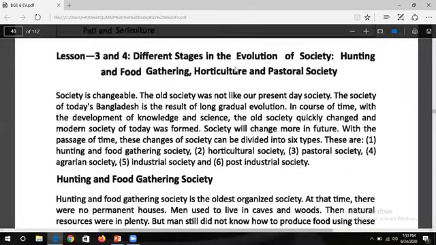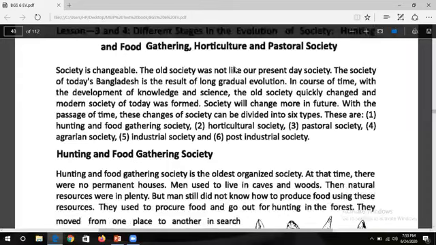Lesson 3. Different stages in evolution of society: hunting and food gathering, horticulture and pastoral society. Society is changeable. The old society was not like our present day society. The society of today's Bangladesh is the result of long gradual evolution. In course of time, with the development of knowledge and science, the old society quickly changed and modern society of today was formed. Society will change more in future.